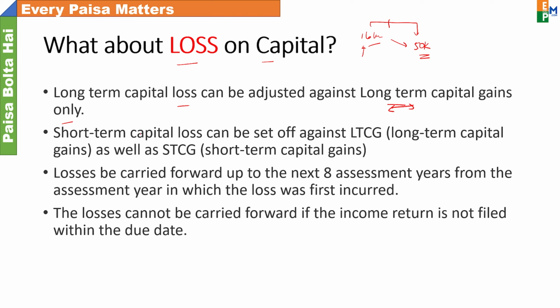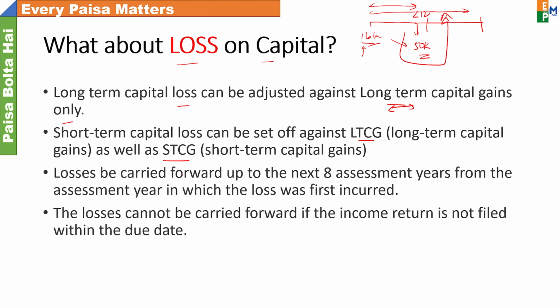The short-term capital loss, on the other hand, can be set off against long-term capital gain as well as short-term capital gain. So for a short-term capital loss, if you bought it for 1 lakh and when you sold, it was 50K worth of security, held for less than 12 months, then while calculating the net gain or loss, against any other gain that you may have, be it short-term capital gain or long-term capital gain, you can set off these losses. So that can definitely happen.